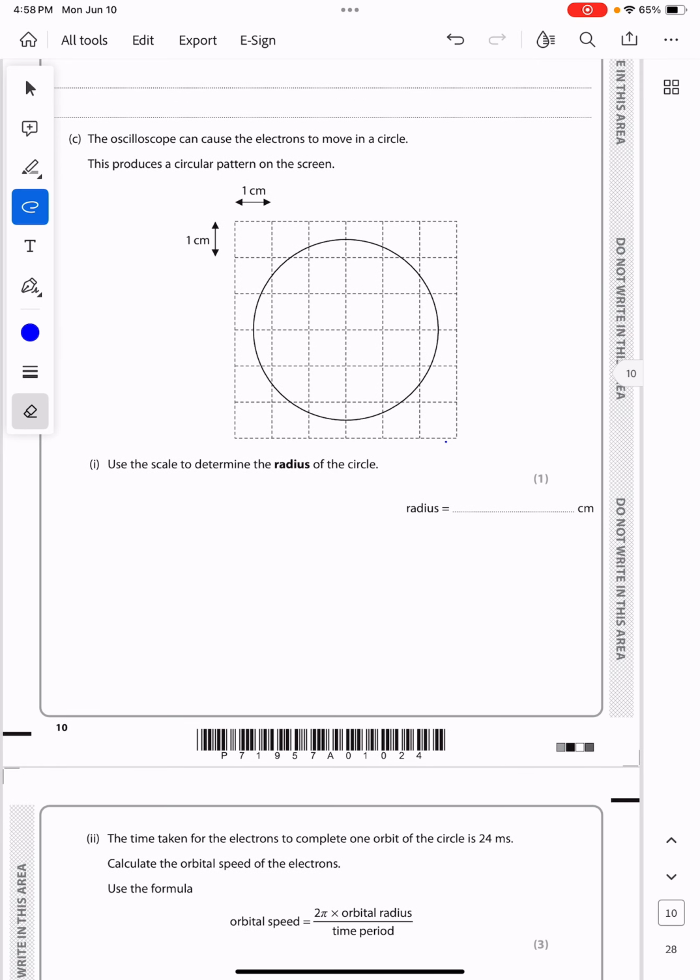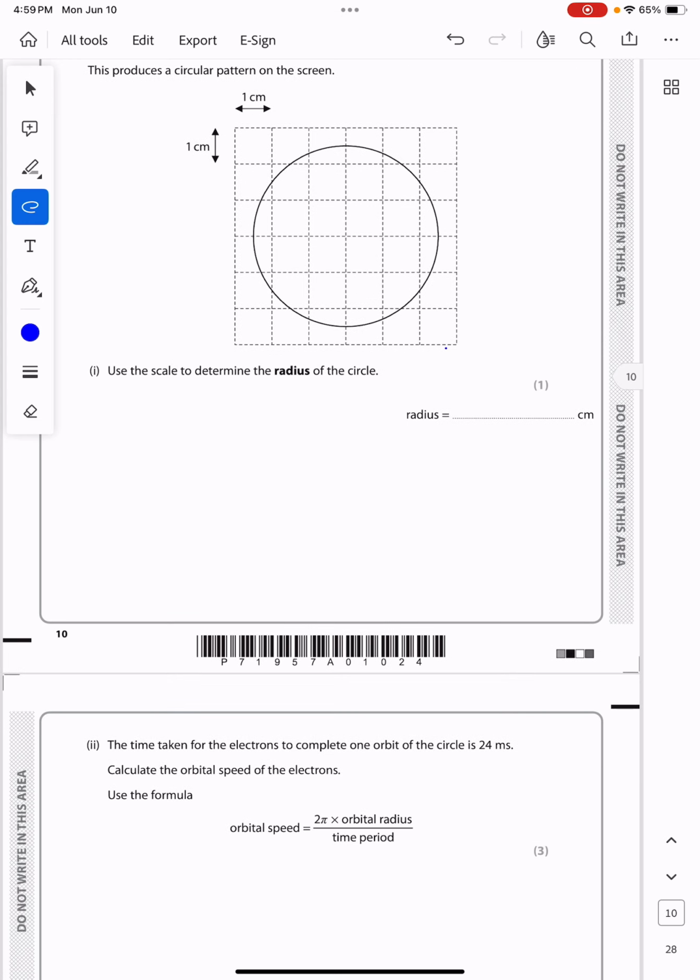For the C, the oscilloscope can cause the electrons to move in a circle. I can explain to you why, but I want to show you that even if you don't know that much about it, you still can solve this question. So please don't give up, even if you think that you have absolutely no idea about the device or the situation they've given in the exam, you still can solve anything regarding the physics behind it. So here, the oscilloscope can cause the electrons to move in a circle. This produces a circular pattern on the screen.